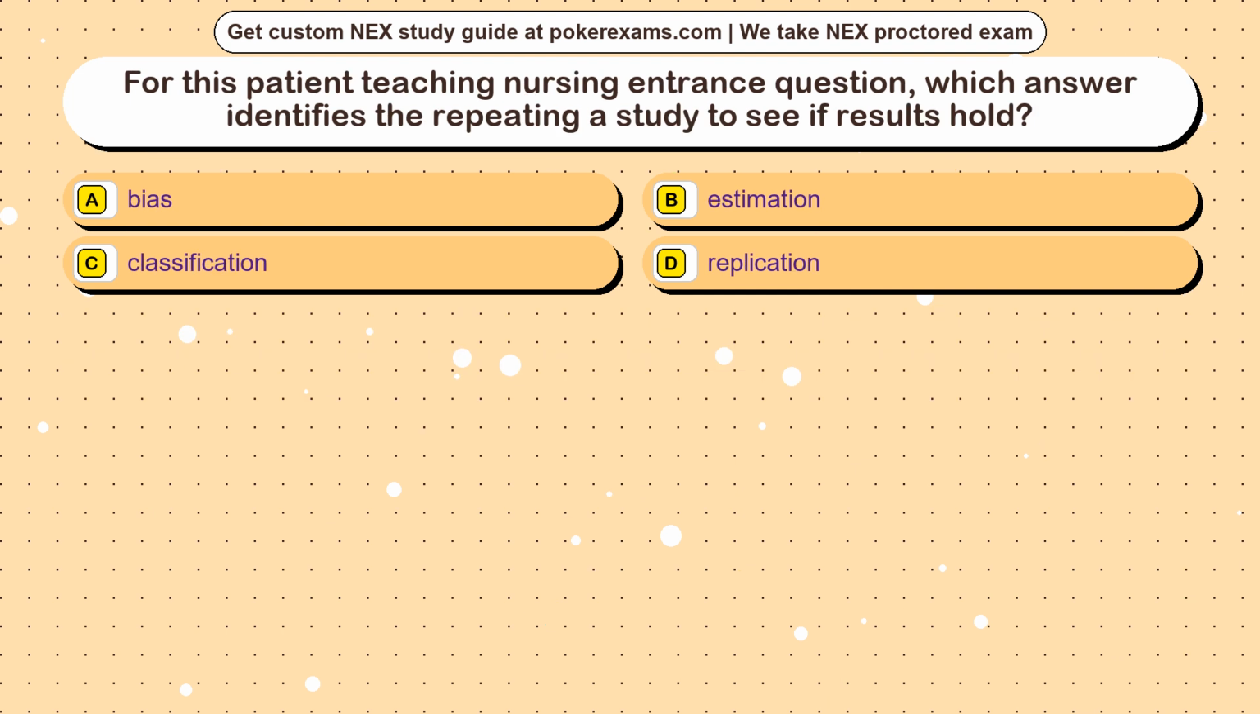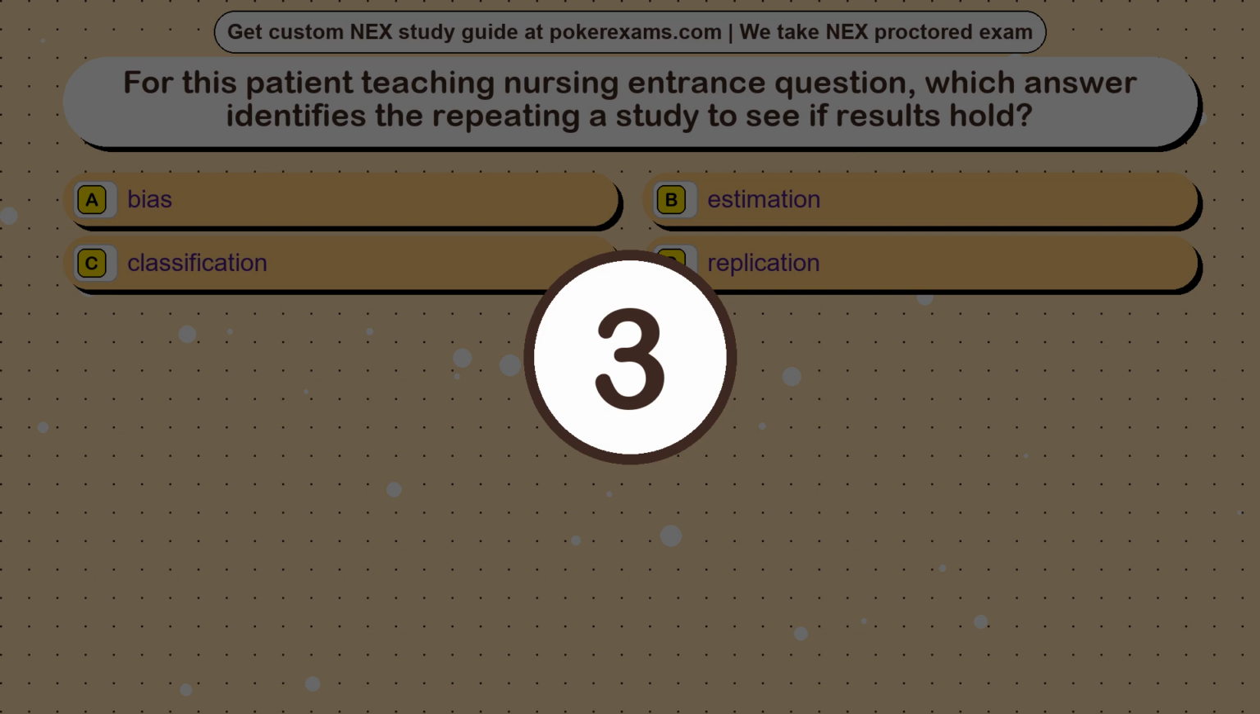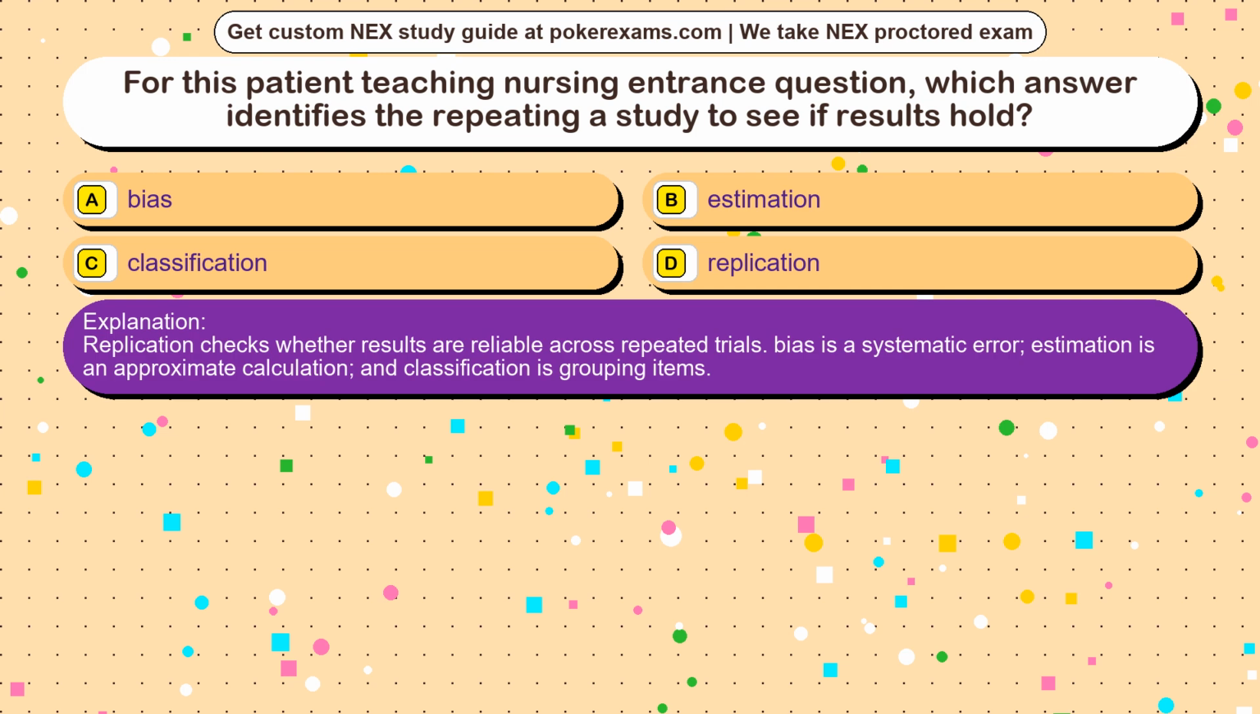Question 13. For this patient teaching nursing entrance question, which answer identifies repeating a study to see if results hold? Option A, bias. Option B, estimation. Option C, classification. Option D, replication. The correct answer is option. Replication checks whether results are reliable across repeated trials. Bias is a systematic error, estimation is an approximate calculation, and classification is grouping items.